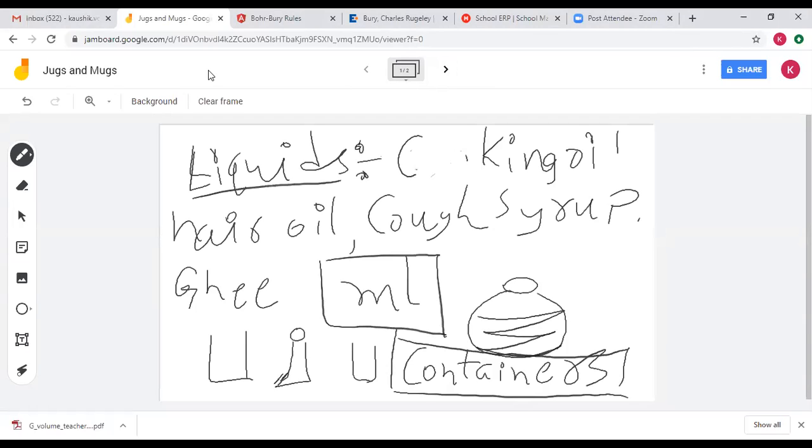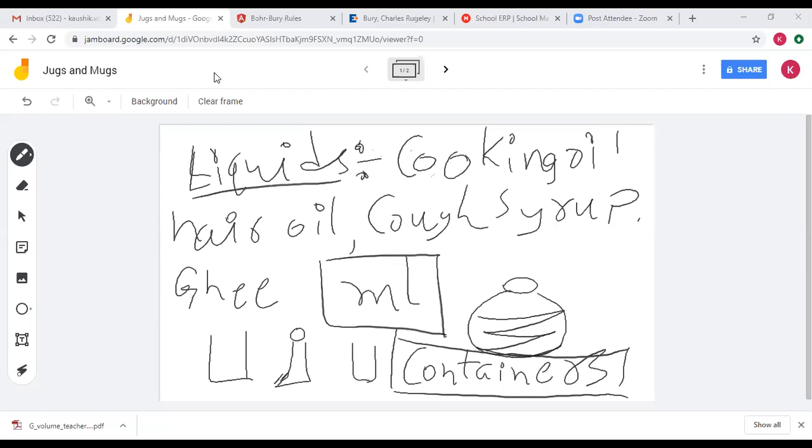Cooking oil. Okay, come on, let's do it. So these liquids are measured differently. Liquids cannot be measured in gram or kilogram. They have to be measured in milliliter and liter. So we have to find their relation also.